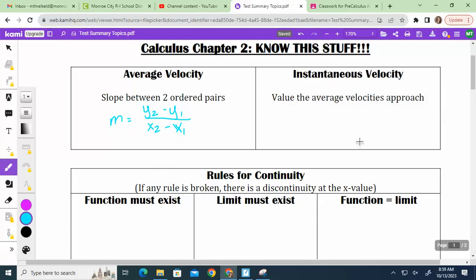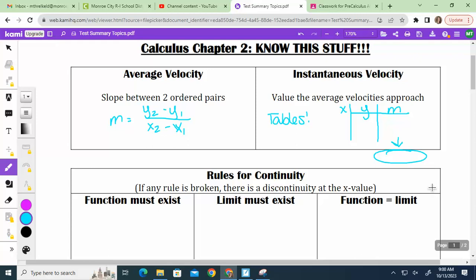Instantaneous is when you look at all of your average velocities and see what they approach. So this is when we have the tables. And we usually have an x, a y, and an m. And this value that m is approaching gives you your instantaneous velocity. So it's like taking all of those average velocities and looking at what value they are going to. You guys okay with that?